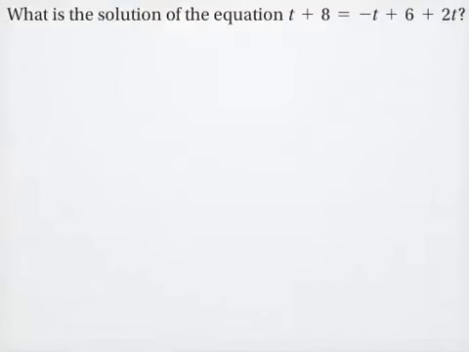The next example says, what is the solution of the equation t plus 8 equals negative t plus 6 plus 2t? Notice in this case, I have a negative t plus 6 plus 2t on the same side, so I need to combine my like terms on one side before I can use inverse operations to get them on the same side. When I combine a negative t and a positive 2t, I'm left with t plus 8 equals 6 plus t.